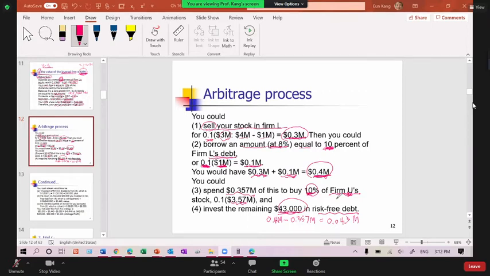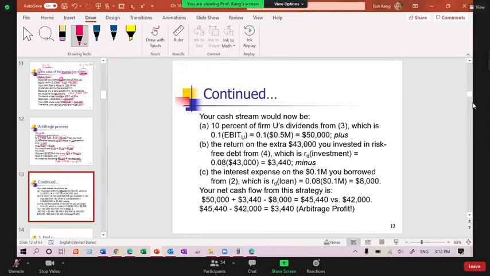So that's the last class. Now your cash stream would be 10% of Firm U's dividend, from the stock you bought. Firm U's dividend is just EBIT because there is no interest. EBIT minus interest is EBT, but that is net income, right? Because of the 100% payout, it is 100% dividend.